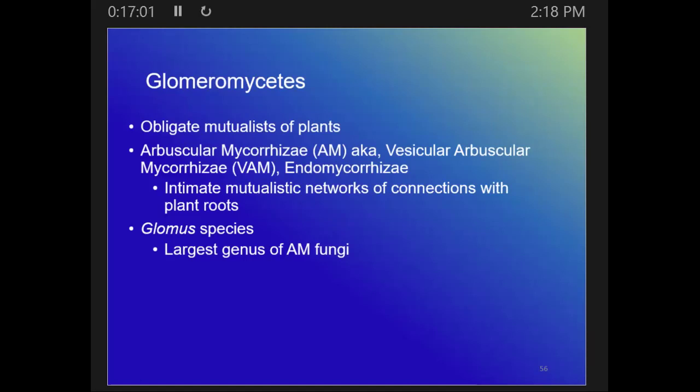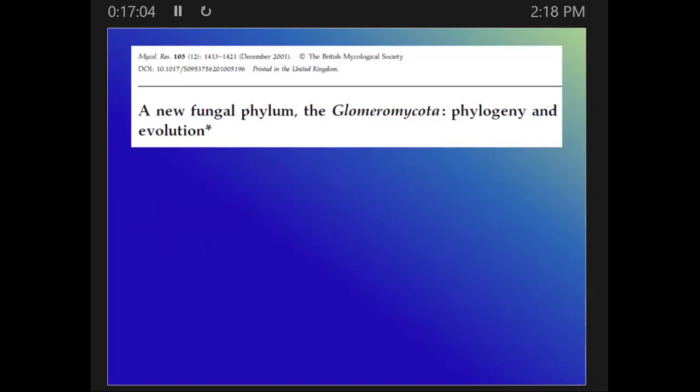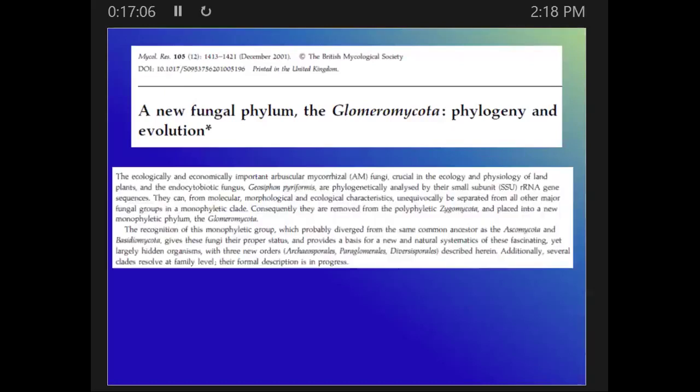So these are, like I said, a relatively new class. This is a 2001 paper, a new fungal phylum, the Glomeromycota. And here is just a little blurb from the abstract. Again, it's not that long ago that they did enough studies on them and decided, yeah, they really do belong in their separate phylum and class. They used to be, I think, lumped in with the Zygomycetes. Or no, I think so. We got them separated out.